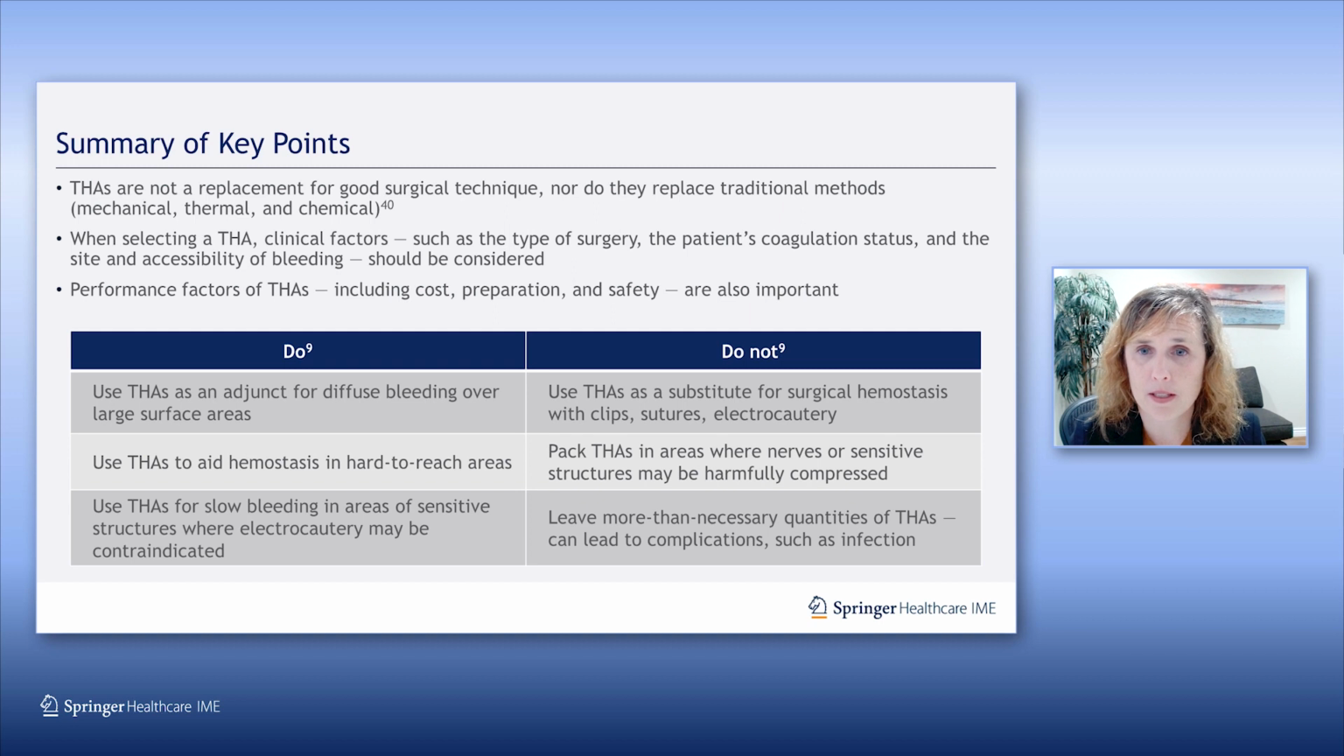So in summary, THAs are not a replacement for good surgical technique, nor do they replace traditional methods such as mechanical, thermal, and chemical control of bleeding. When selecting a THA, clinical factors such as the type of surgery, the patient's coagulation status, and the site and accessibility of bleeding should be considered. Performance factors of THAs, including the cost, the preparation, and safety, are also important.